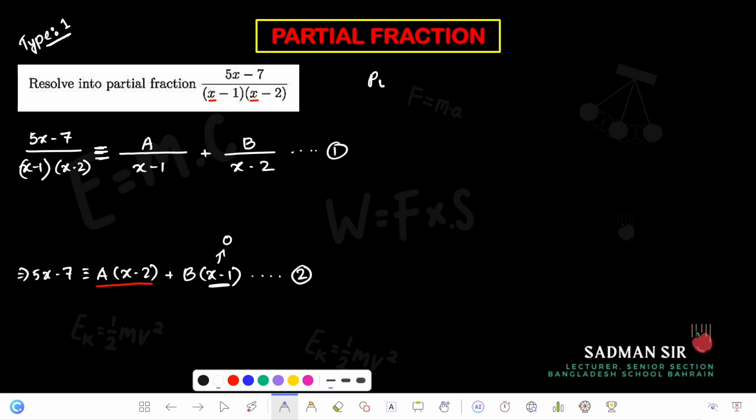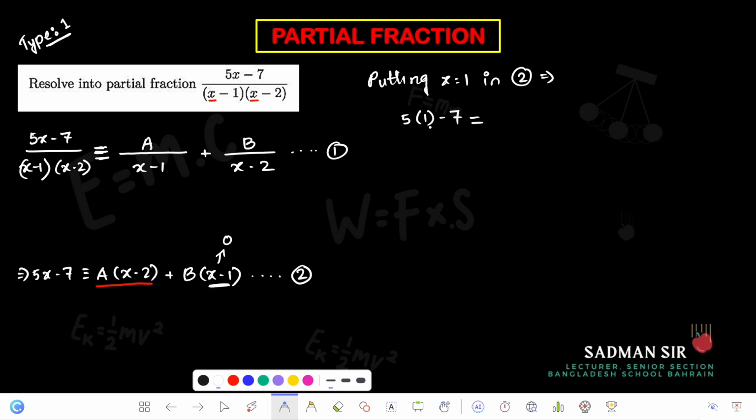So we will write, putting x is equal to 1 in 2. This is number 2. So 5 into x will be replaced by 1, minus 7. See, on the left hand side, x, I replaced it by 1.